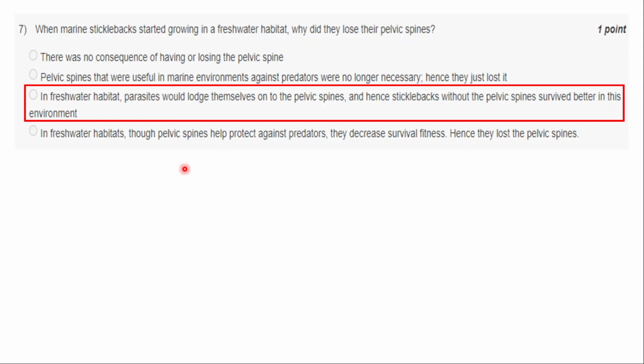So in salt water or in marine habitat, when the sticklebacks had pelvic spines, there were no parasites to lodge into them, but when they encountered a new habitat in the freshwater, there were dragonfly parasites which would lodge onto these pelvic spines, causing a hindrance to the survivability of these sticklebacks. That's why across evolution, those sticklebacks which are now freshwater lose their pelvic spine.